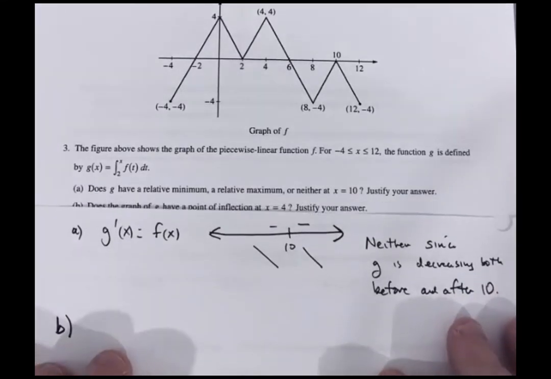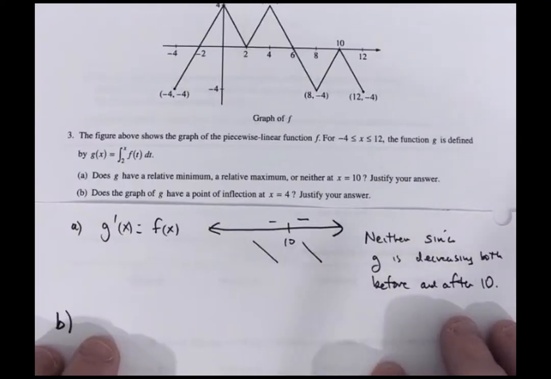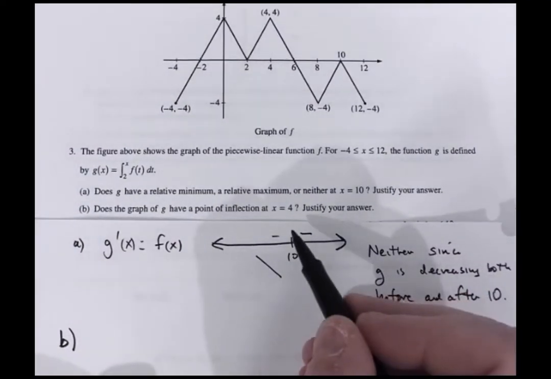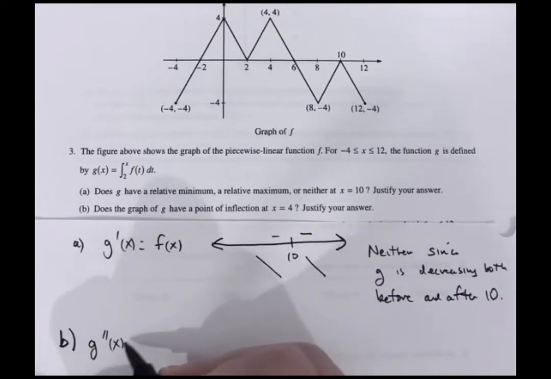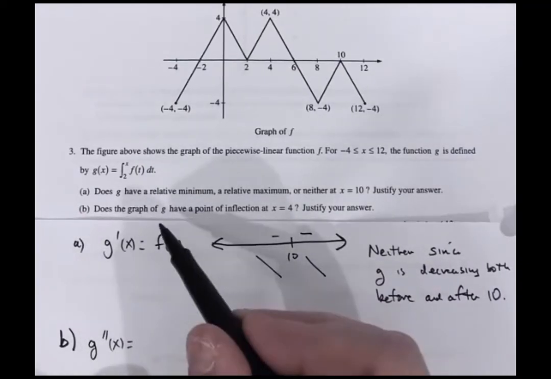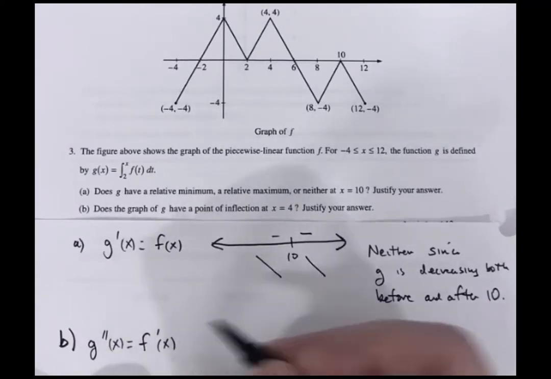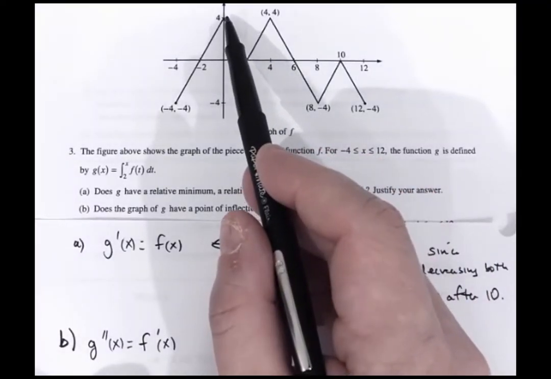Okay, let's see what part B says. B asks, does the graph of g have a point of inflection at x equals 4? So a point of inflection would be the second derivative of g, which, as discussed in the first part, since g prime is f, that means that g double prime would be f prime of x. So at x equals 4, we're located right there. That is a point on the graph, right?